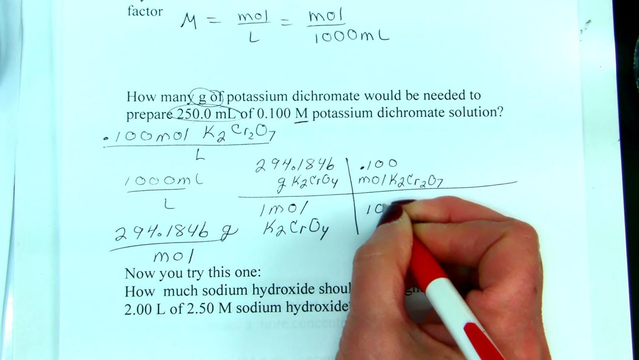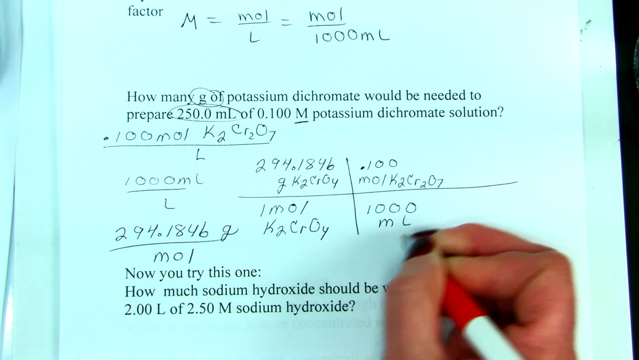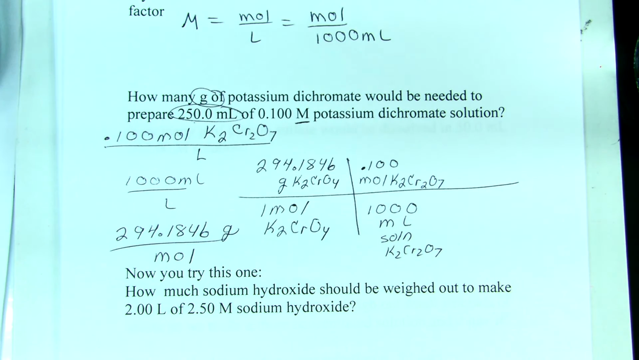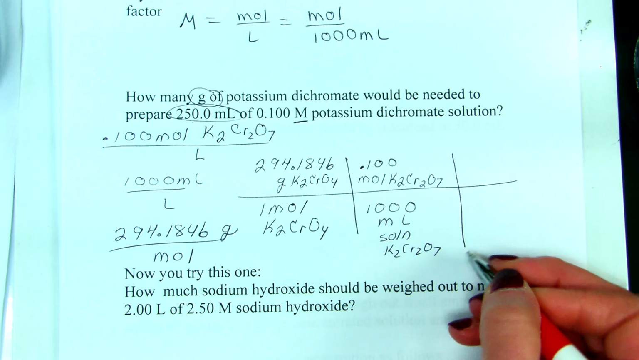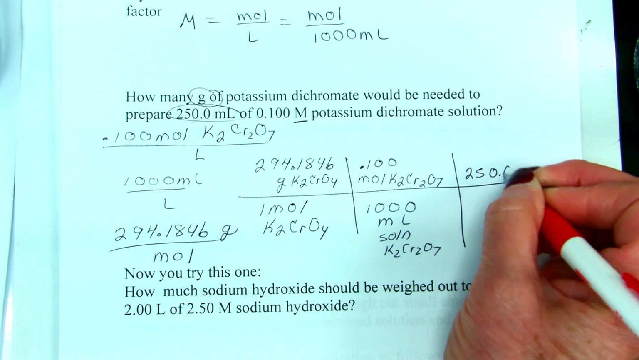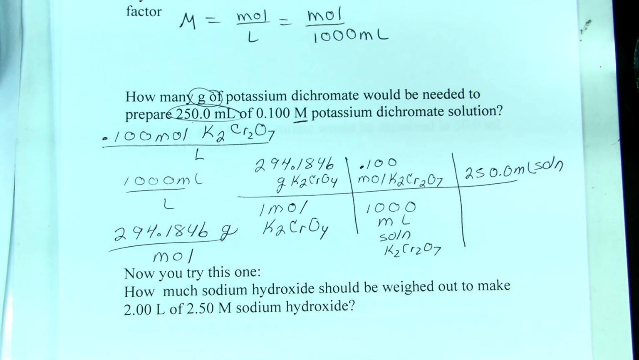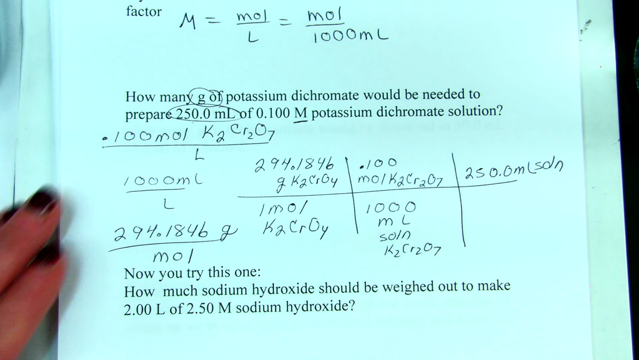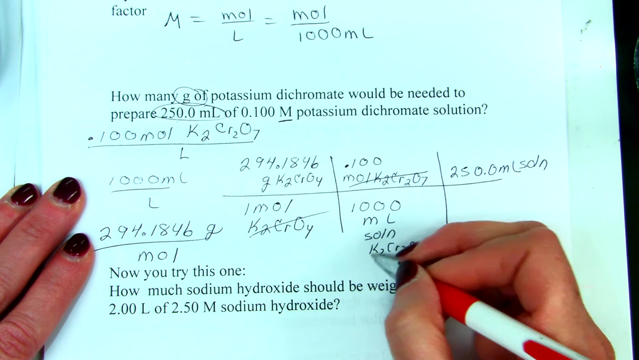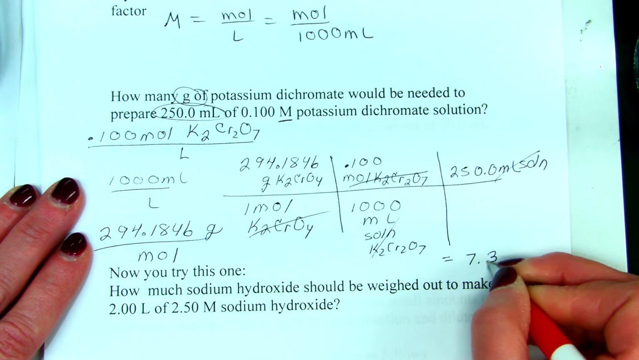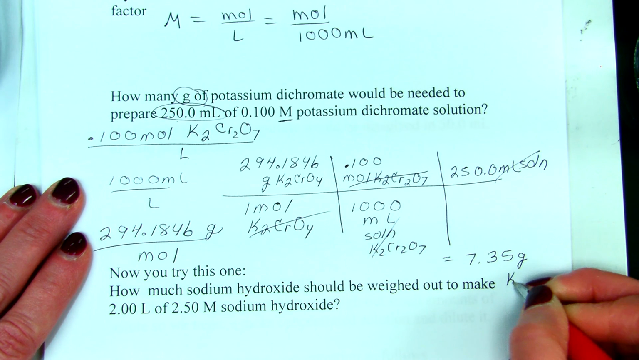is dissolved in 1 liter, but I'm going to write it as 1,000 mils of solution of potassium dichromate. It just saves me a step now. And I want 250 milliliters of solution. So do you see why it was easier to just write the 1,000 mils instead of writing 1 liter and then putting in 1,000 mils per liter? Is everybody comfortable with me doing that? Okay, it saves a step. So my moles cancel, my milliliters of solution cancel, and I'm left with 7.35 grams of potassium dichromate.